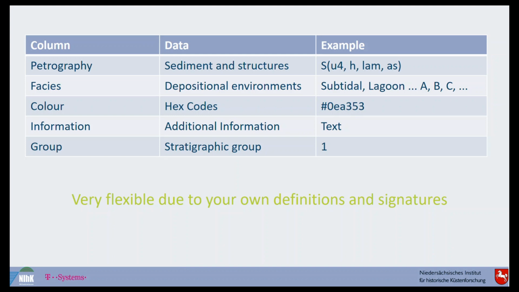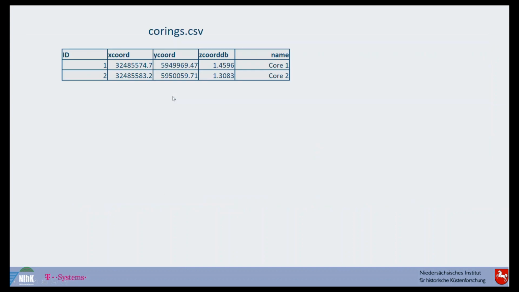So the idea was to have a very flexible plugin, because we want to give everybody the possibility to implement their own definitions and signatures, because it's very difficult when you work together with different disciplines. So in our case we have different columns: petrography, Fahrzeugskala, formations and group, as you can see here, and how that works in the plugin I will show you now.